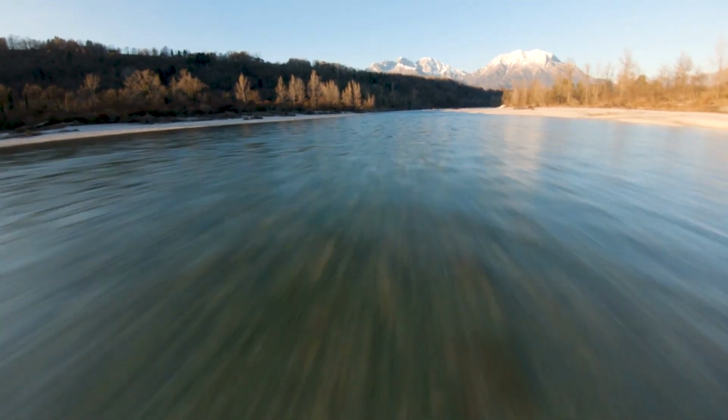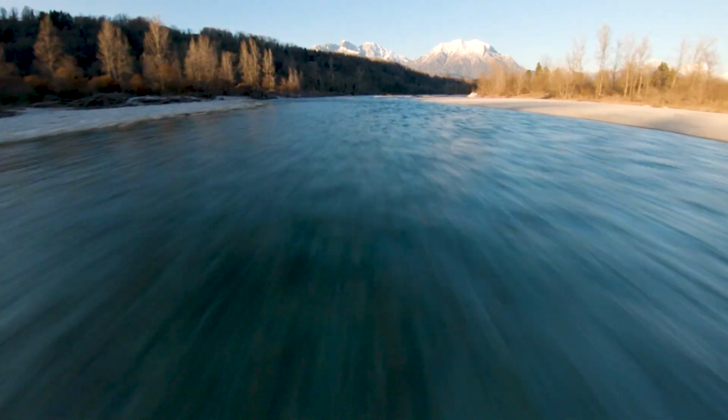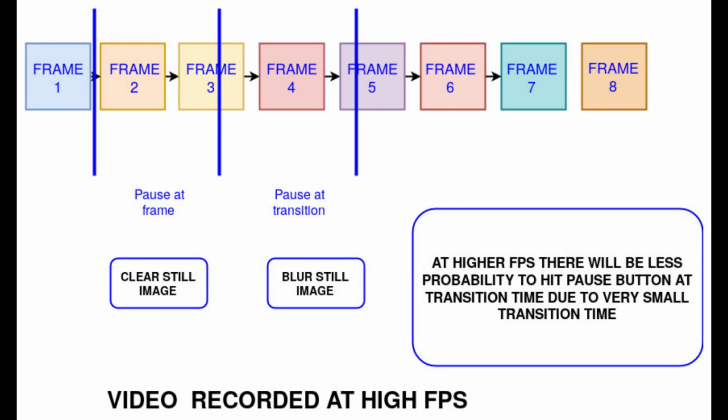A video recorded at a high FPS will have a large number of frames in 1 second, which is achieved by the higher shutter speed of the video camera. This allows less transition time between the frames. So in the case of higher FPS videos, there is less probability of hitting the pause button at the exact moment of transition. Hence less probability of getting a blurry image when you pause.